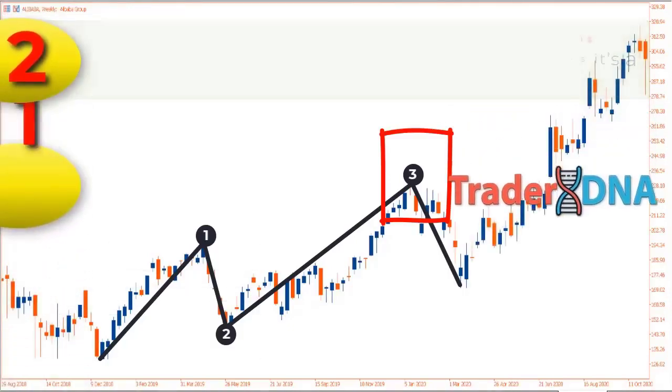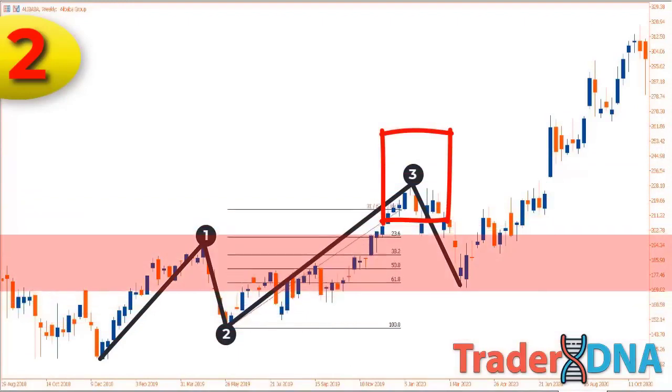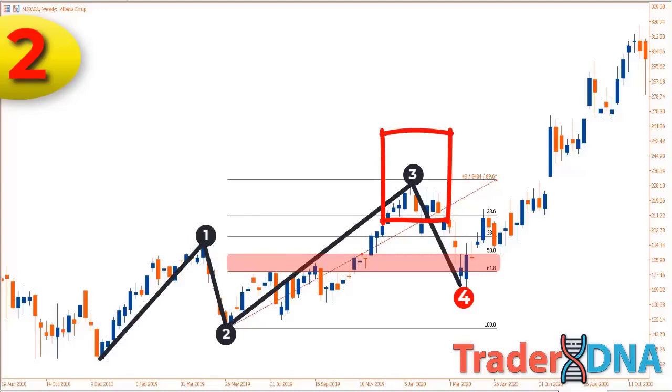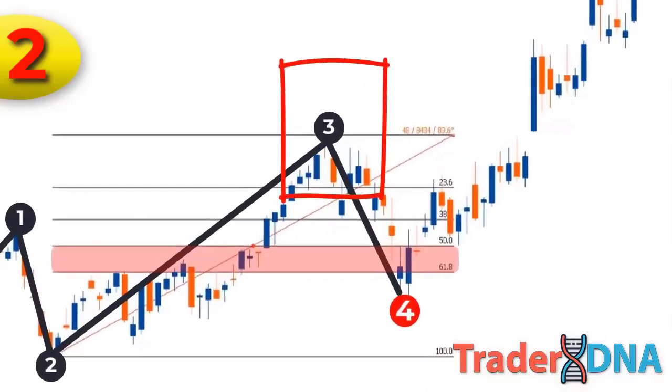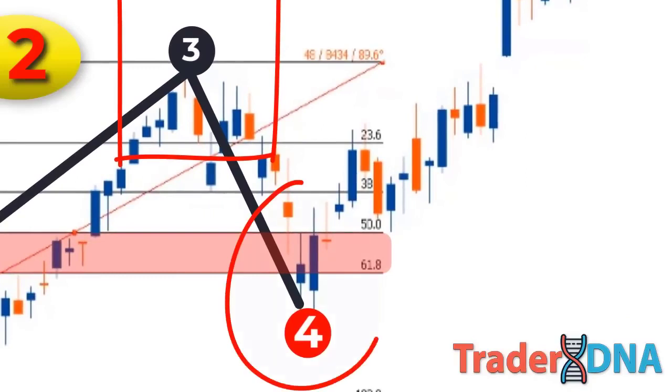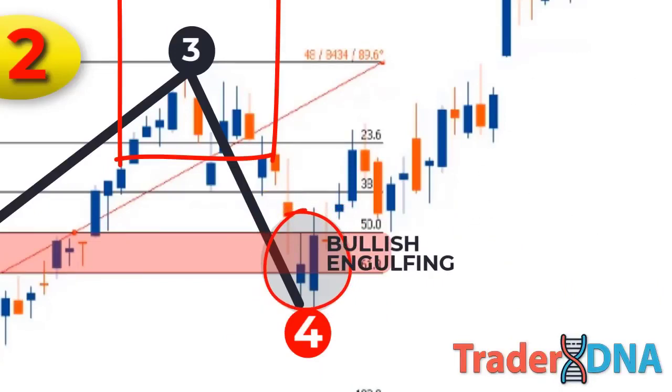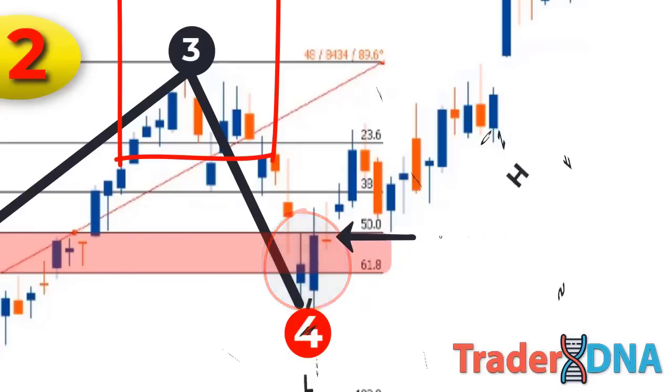Step number 2. Buy between 50% and 61.8% Fibonacci retracement of Wave 3. According to one of the main rules of Elliott wave theory, ideally, Wave 4 should retrace between 50% and 61.8% of the Fibonacci retracement of Wave 3. To avoid missing out on potential movements, we set our entry point for Elliott wave between 50% and 61.8% based on price action signals formed in that area. In many cases, bullish engulfing and bullish pin bar patterns often appear in this area. However, experience can help refine this entry point for better accuracy.